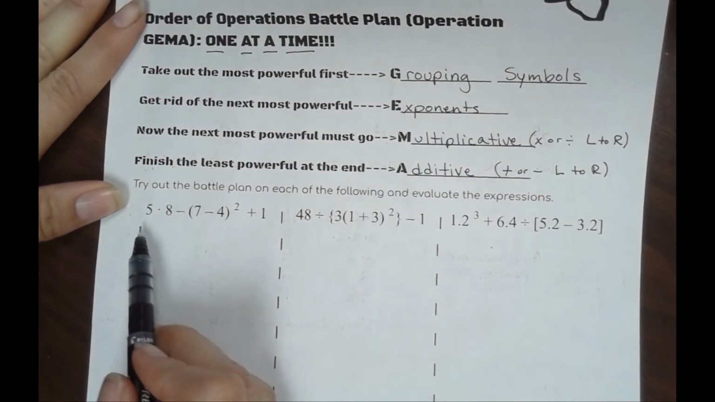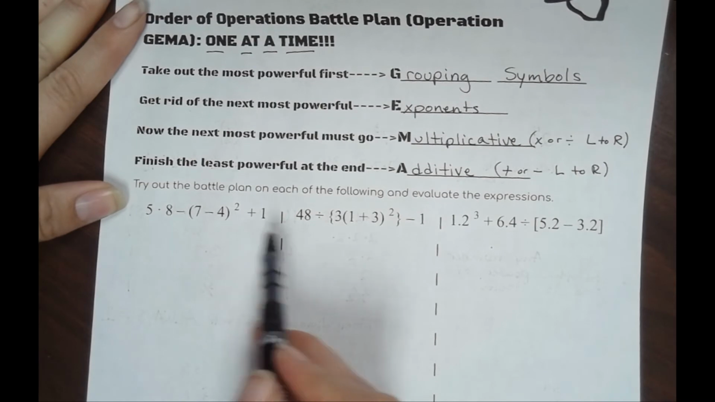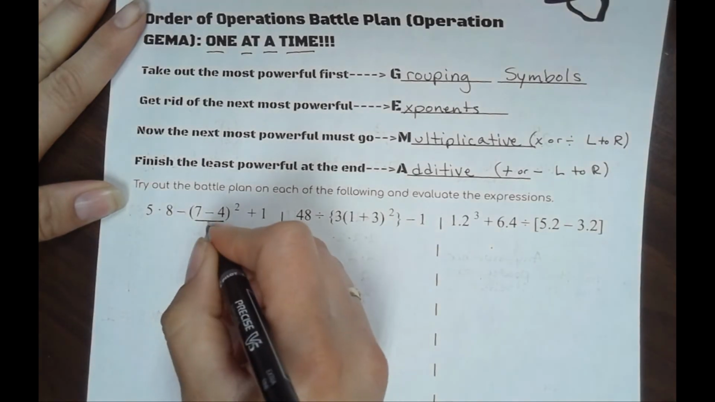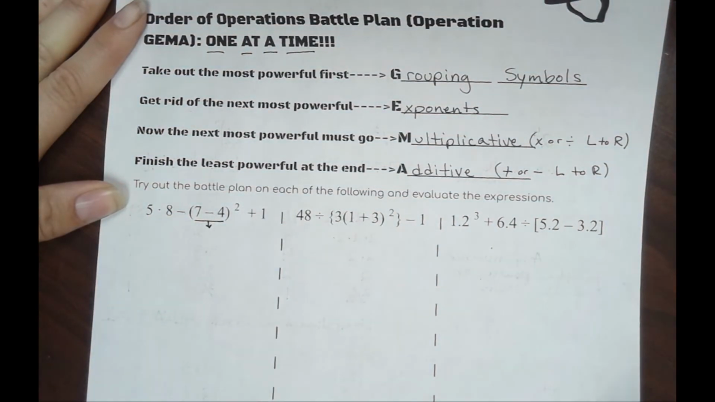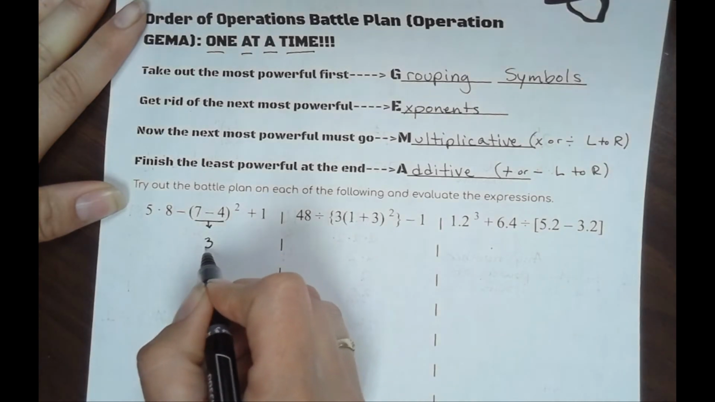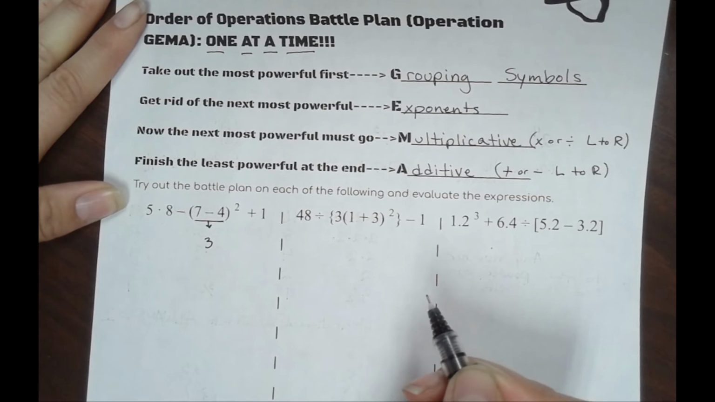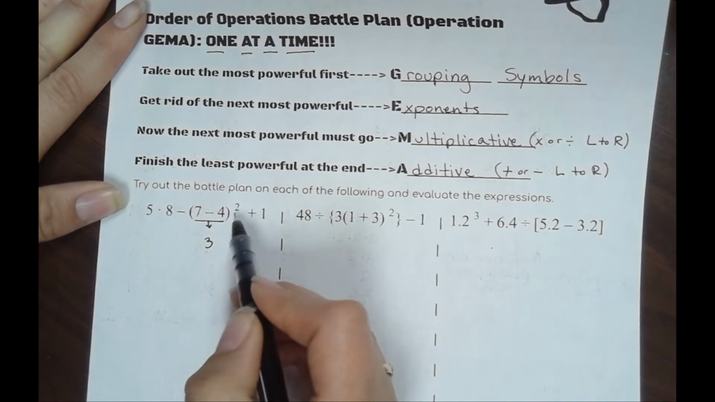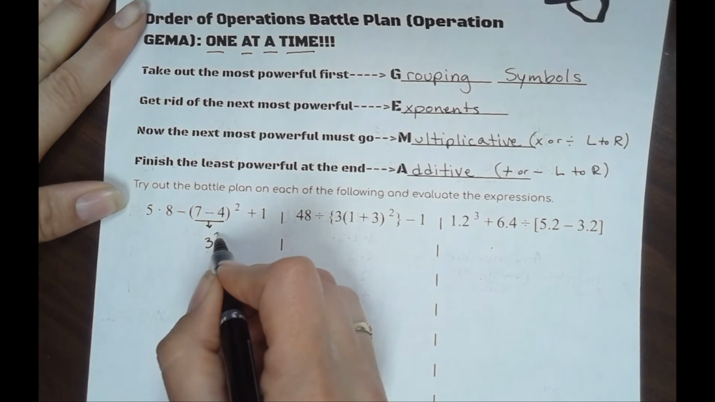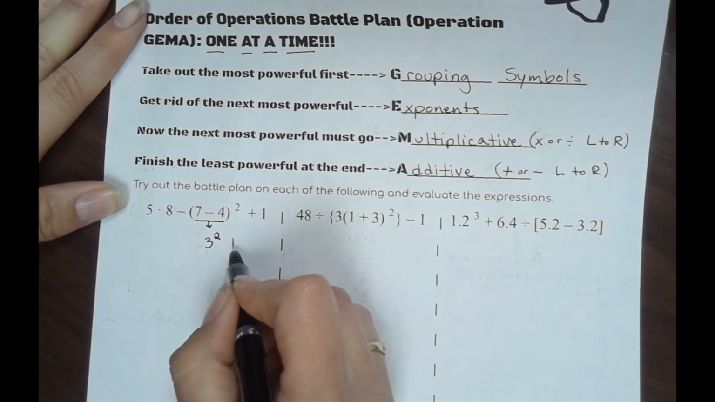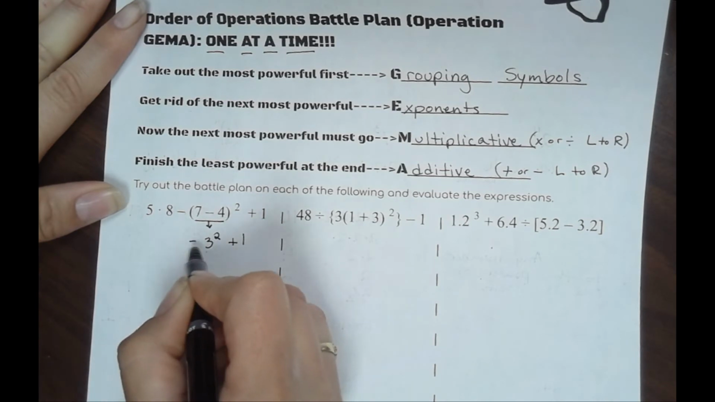So, battle plan, grouping symbols first. I would like you to underline it and realize that's the only thing you're going to change. So, I'm changing 7 minus 4. Everything else I'm not changing. So 7 minus 4 inside the grouping symbols gives me 3. Now I'm going to bring out everything that didn't change. So see these parentheses? That tells me I'm raising whatever was in there to the second power. So that's why I'm still writing 3 to the second power. Bring down everything we haven't changed.